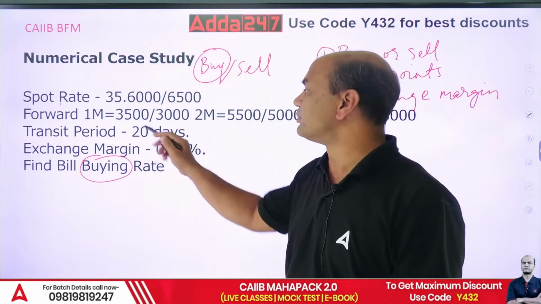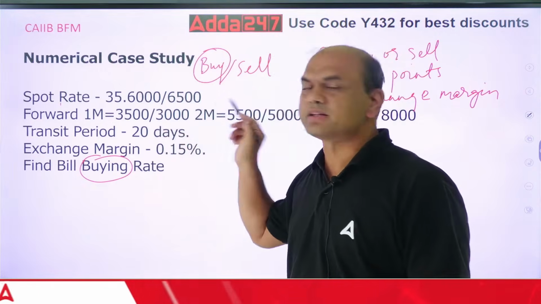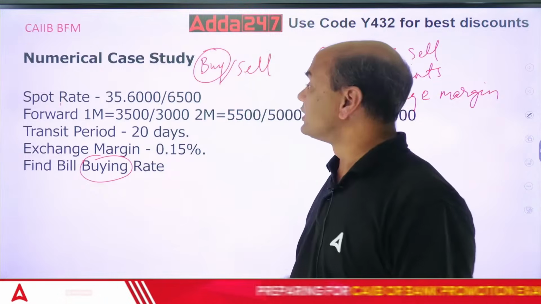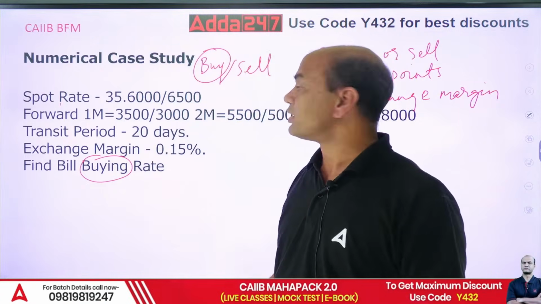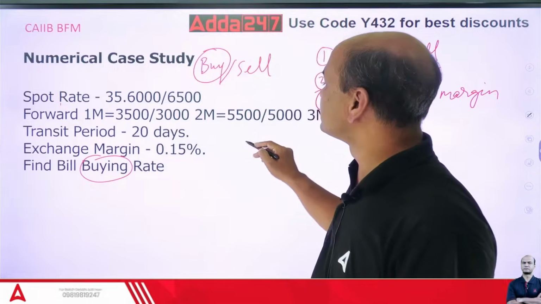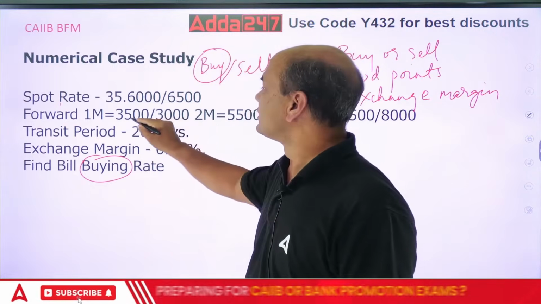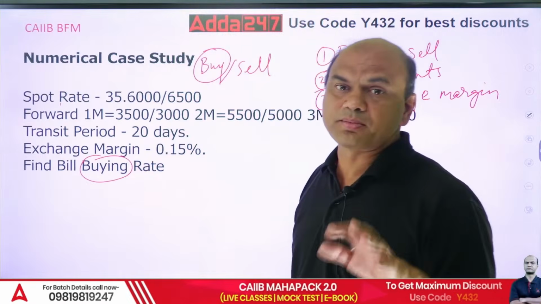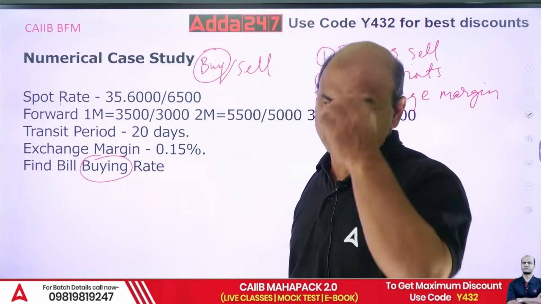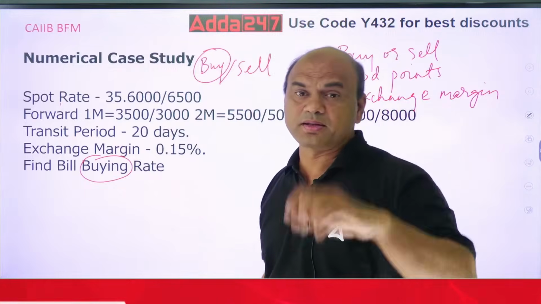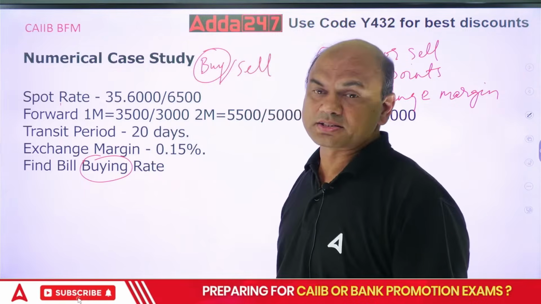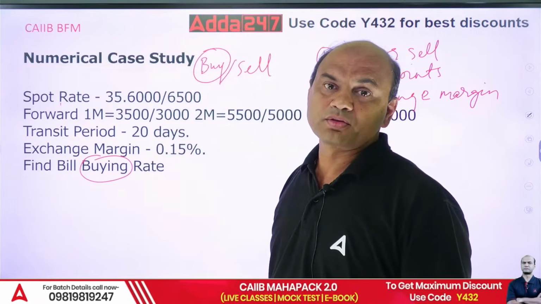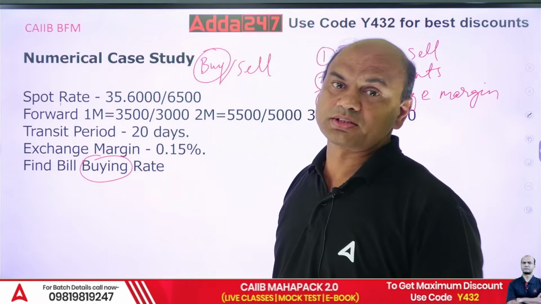Now what is given? 1 month rate is given as 3500, 3000. 2 are given, 3500, 3000. So that is for 1 month. 2 month is 5500, 5000. So if you see this, you tell me now, is the currency in premium or in discount? 3500, 3000. So it is in, everyone see, discount.